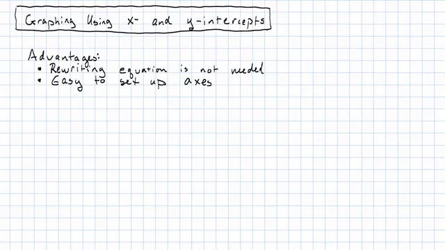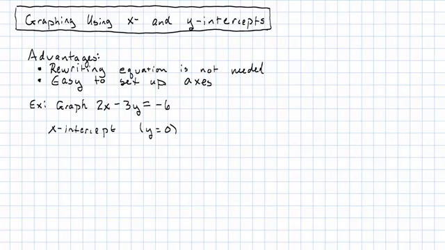So here's an example of an equation that we could graph using the intercepts. Suppose we want to graph 2x minus 3y equals negative 6. We'll find the x-intercept, which is the point where y equals 0, and we'll find the y-intercept, which is the point where x equals 0.